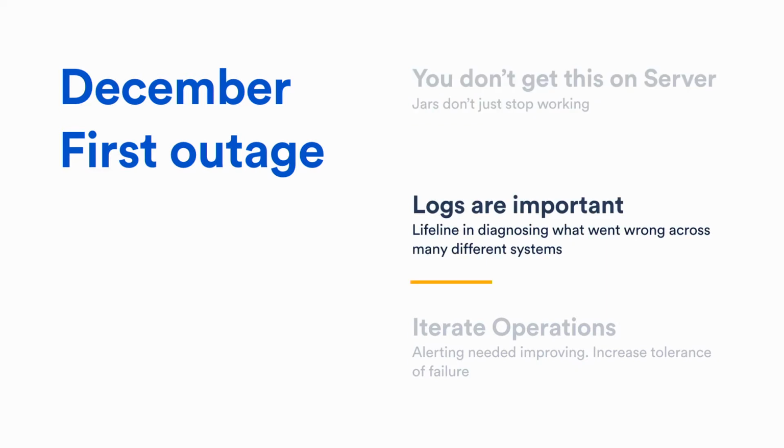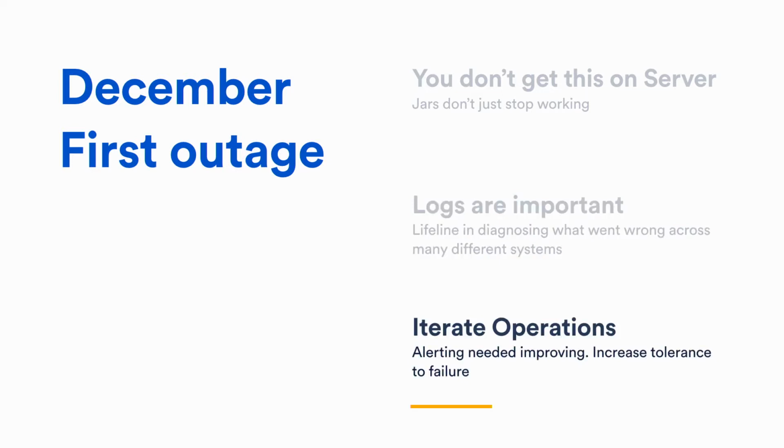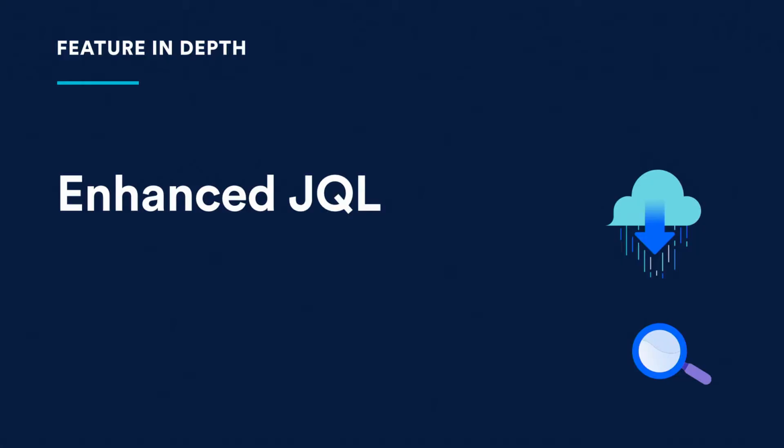We also realized logs are important. They're a lifeline in diagnosing what went wrong with many different systems, commonly used if you're developing in the cloud, for example AWS. We also iterated a lot in operations. We set up alerting, and we knew it needed improving, and we increased the tolerance to failure. At some point in the cloud world, you need to code for this sort of failure.